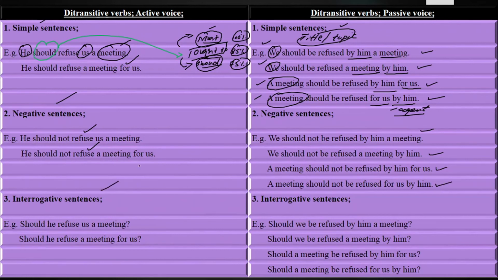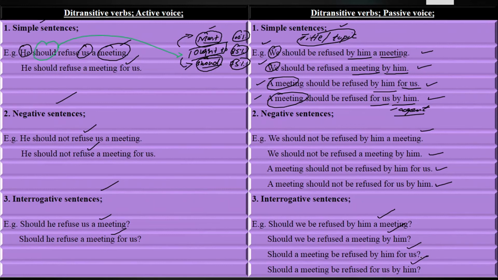Next we have interrogative sentences. Those sentences in which we ask questions, put queries are called interrogative sentences. Should he refuse us a meeting, should he refuse a meeting for us? Should we be refused by him a meeting, should we be refused a meeting by him? Should a meeting be refused by him for us, should a meeting be refused for us by him?